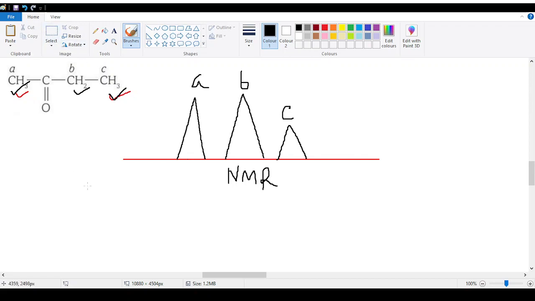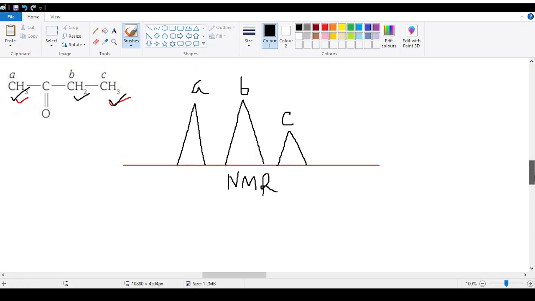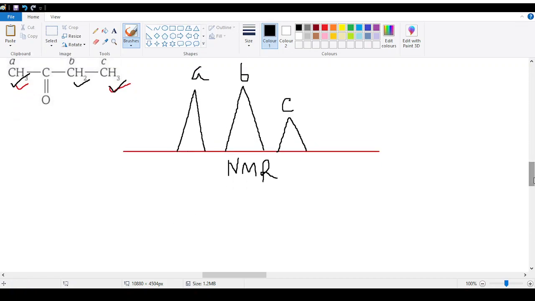But see, here's the thing: this type of peak you only get with low resolution NMR. For high resolution NMR, the peaks will be slightly different and more informative. How? Let's consider A. Position A is like these ones. So how many hydrogens are there? How many hydrogens?